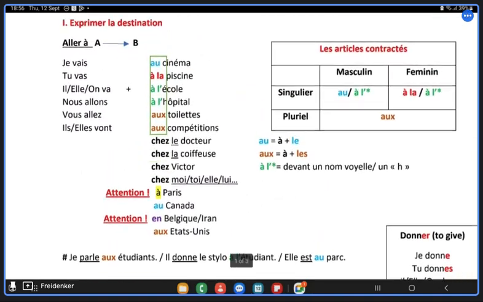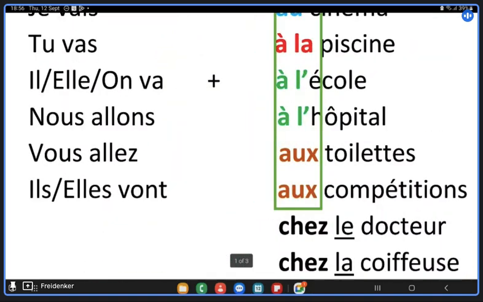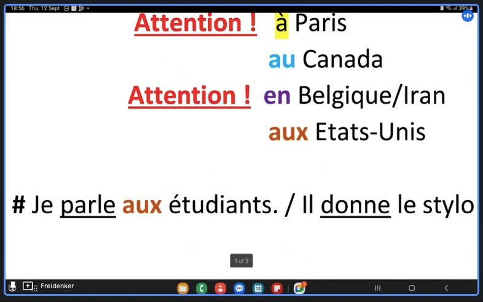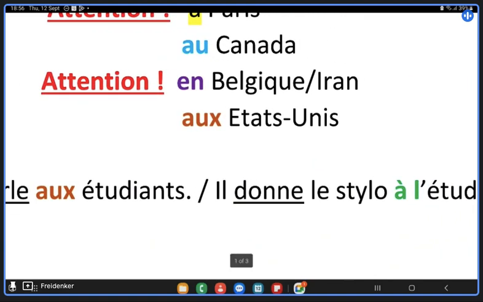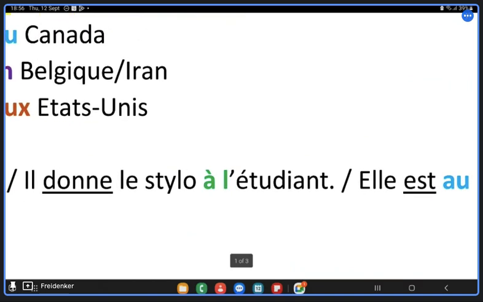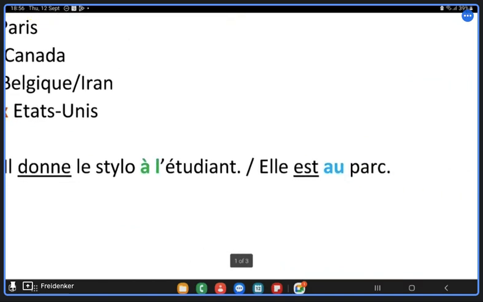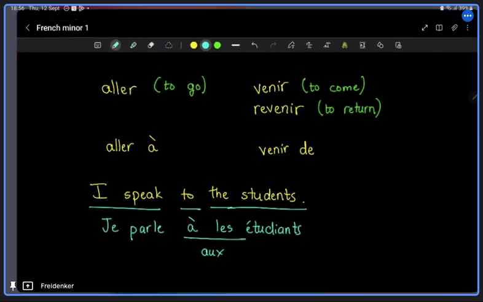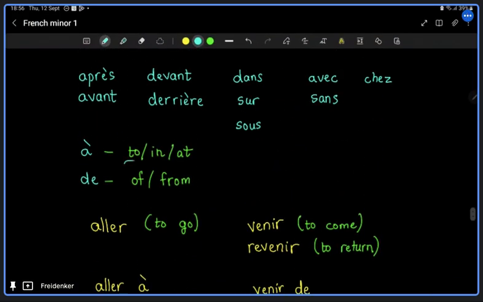So we looked at à le and à les, and we also looked at some special case examples. I speak to the students. I give to someone. She is in the park or whatever. Because I told you, à has many meanings. À can mean to, can mean in, or it can also mean at. It has many meanings.